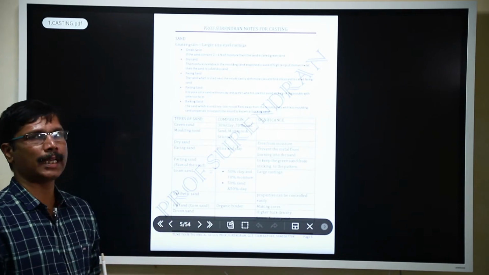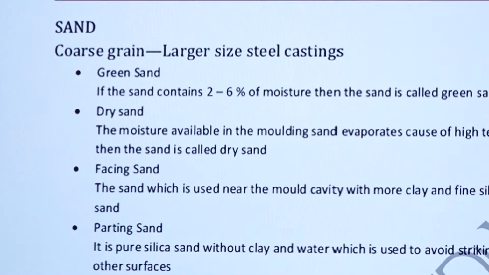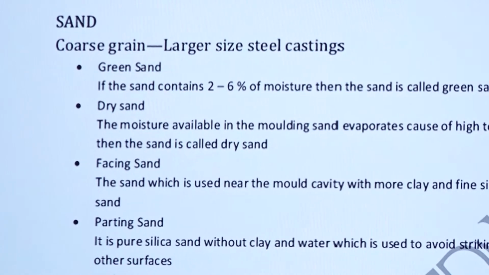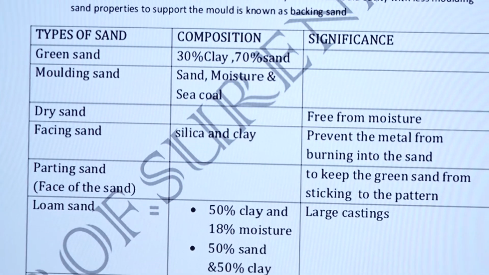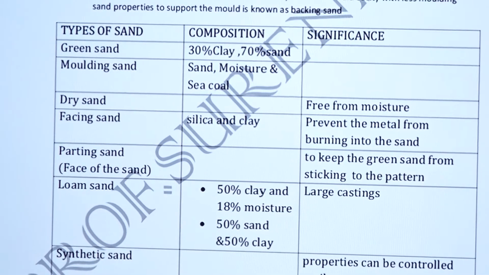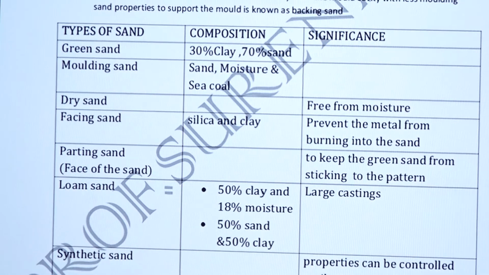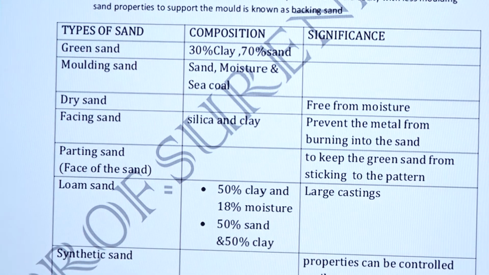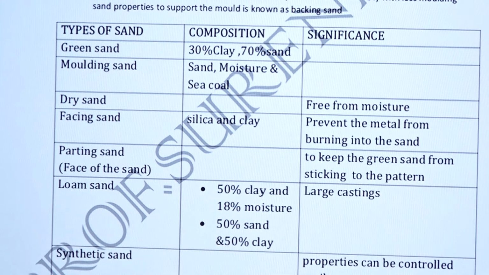So we are having types of sand. We are having green sand. Green sand is the sand with moisture. Sand without moisture is called dry sand. Facing sand is to prevent the metal from burning. Parting sand is to separate the green sand from the pattern. Loam sand is 50% sand and 50% clay. Synthetic sand is a sand made artificially, so that the properties can be controlled easily. Oil sand is used for cores, and zircon sand has higher bulk density and lower fusion point.